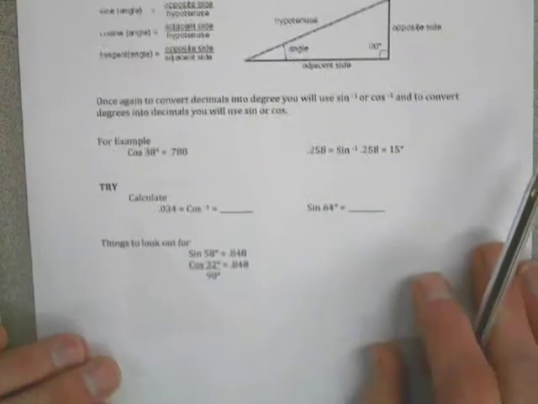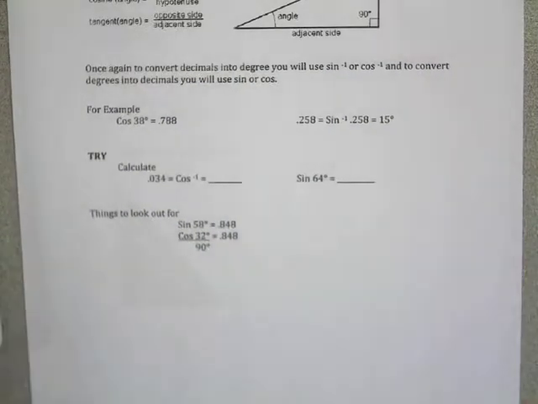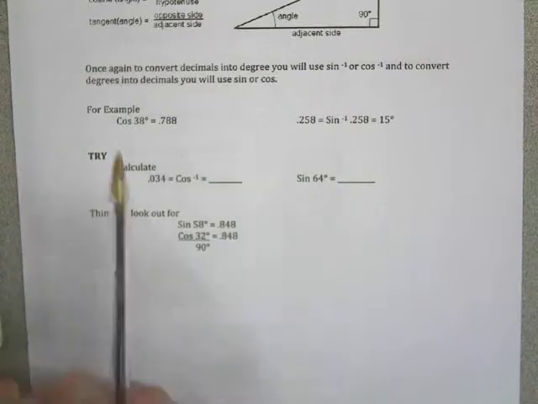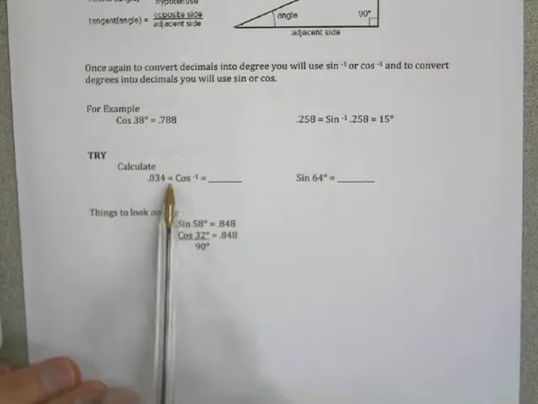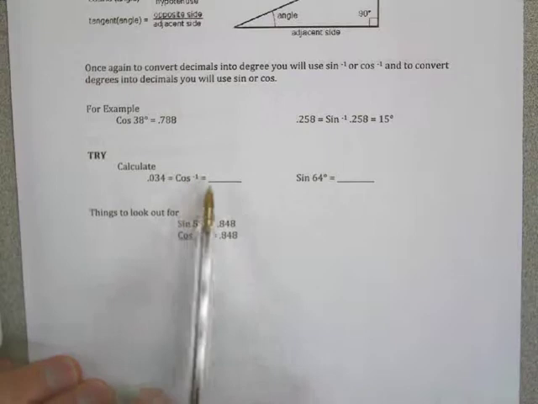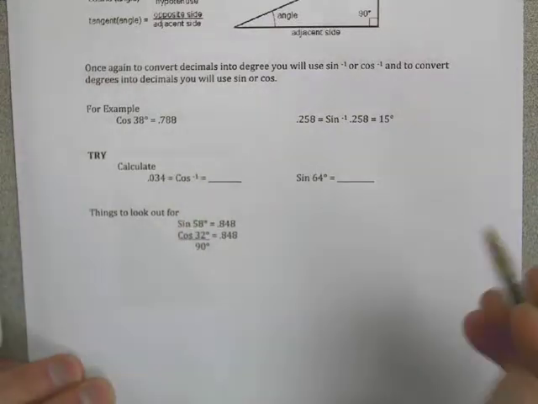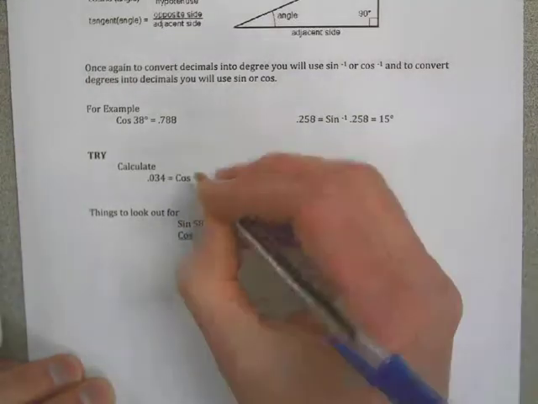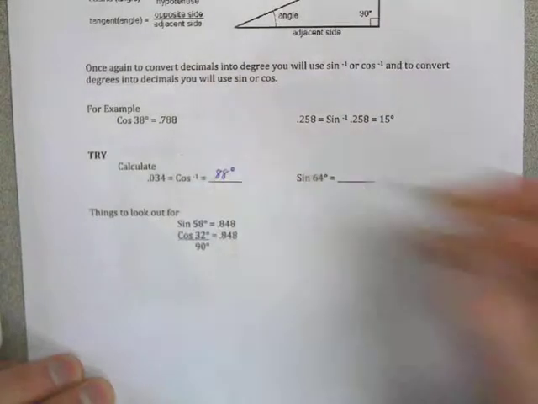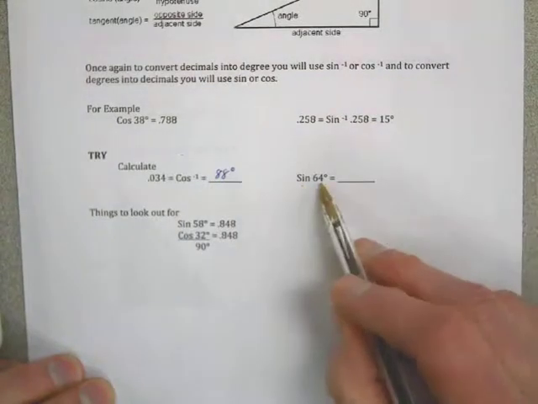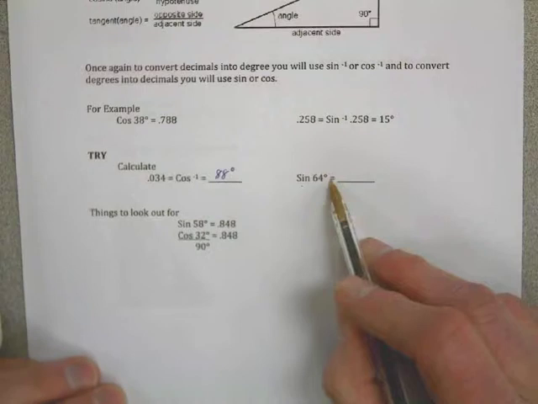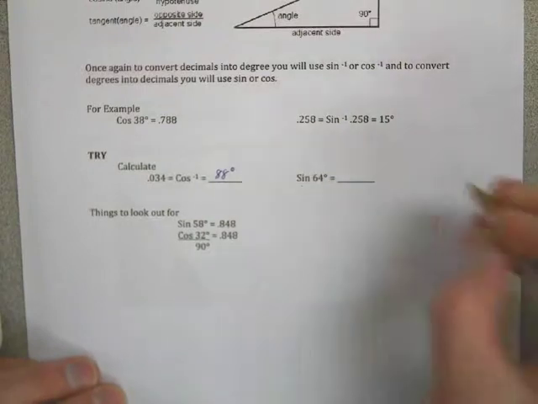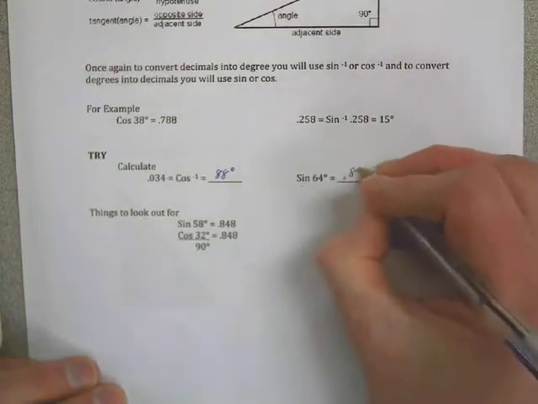To start us off, once again, your calculator should be in degree mode. I want to calculate 0.034 equals cos inverse. So I plug in cos inverse, then I plug in the 0.034, and I come up with 88 degrees. And then I want to convert sin 64 into a measurement, so I can multiply or divide it. I plug in sin 64 and come up with 0.898.